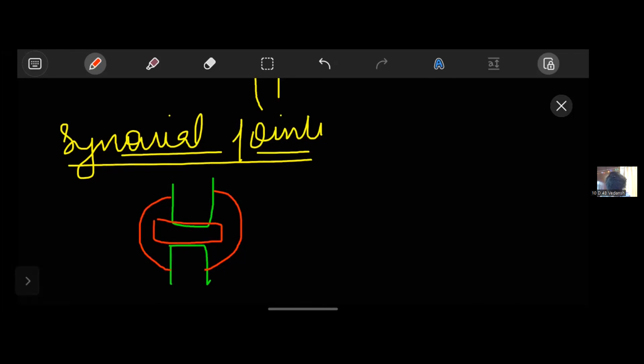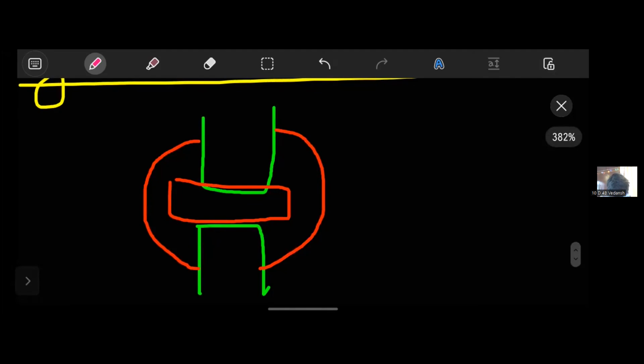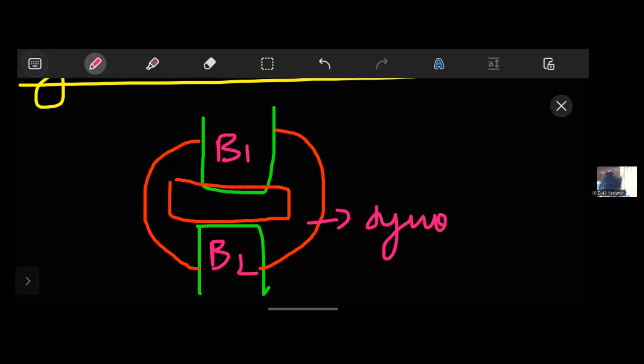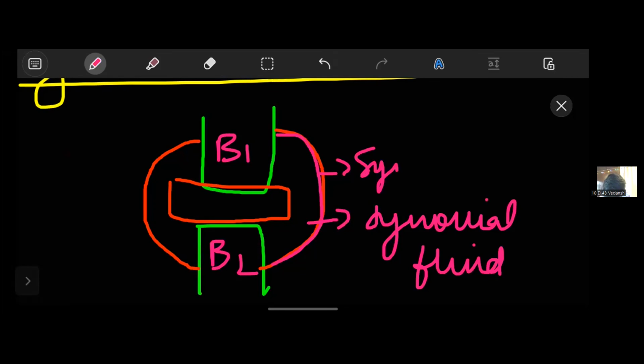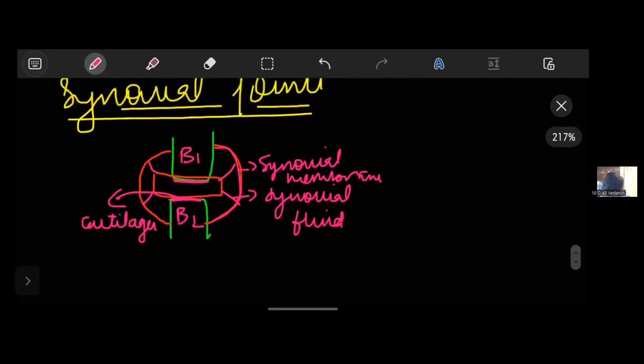Let us get into detail of it. So we have bone 1, bone 2. Then there is synovial fluid. Then we have the synovial membrane, this one. Then we have cartilages, this part and this part. These come over here. We have cartilages over here. This is an example of a synovial joint.